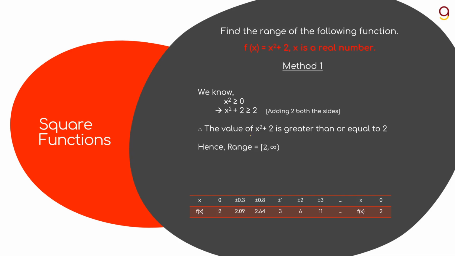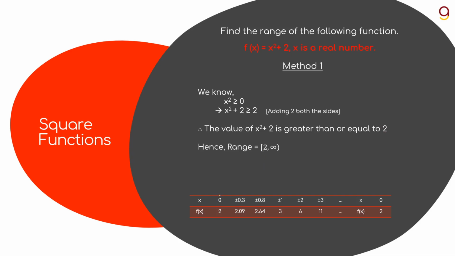Now the value of x square plus 2 is greater than or equal to 2. That means the range can be any number from 2 onward. It will include the number 2 and then any positive number. So the range can't be less than 2. It will always start at 2 and go on to any positive number.